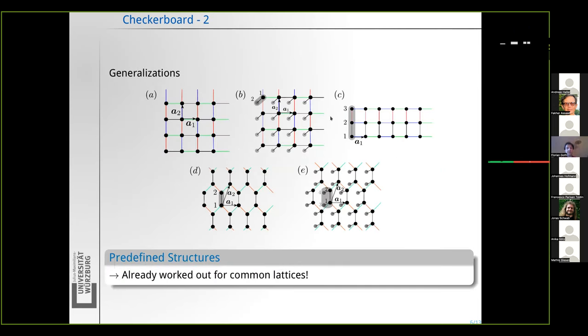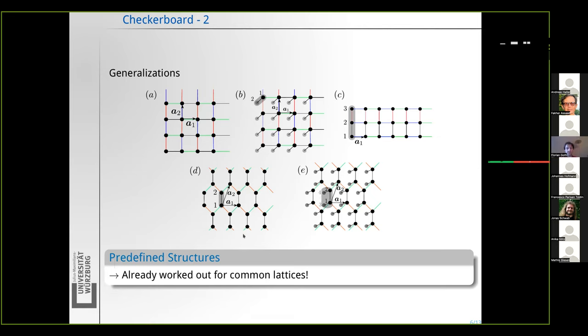Of course, this was the 1D example. In the code, you already find a couple of predefined structures where people have invested the time to figure out the checkerboard decompositions for more complicated lattices. So we do already have the checkerboard decompositions for square lattices. Here, the generalization is instead of two checkerboard families, as in the 1D example, you have four checkerboard families. We have it for the N-leg ladder. We have it for the square bilayer systems. For honeycomb lattices, it has been worked out, and also for bilayer honeycomb lattices.